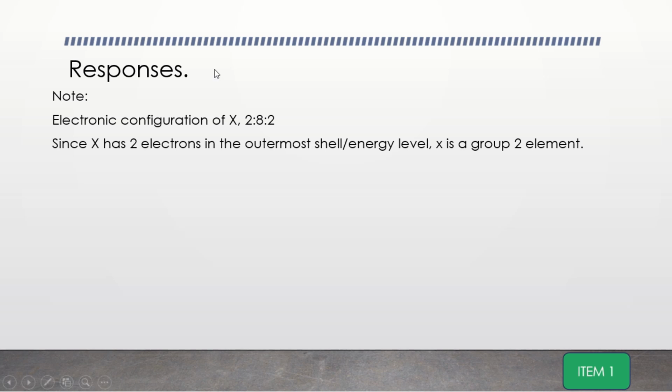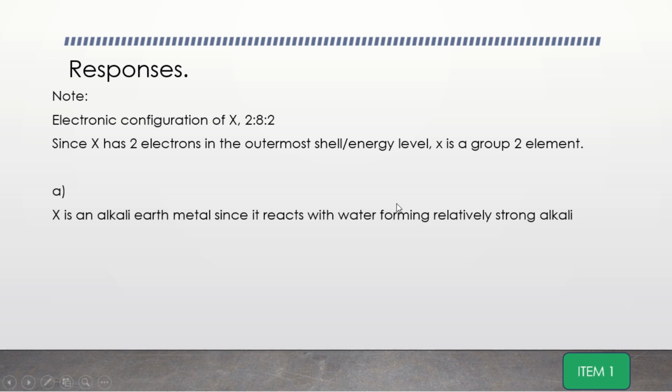Now we have said here that since X has 2 electrons in the outermost shell or energy level, X is a group 2 element. That is, in the periodic table, all group 2 elements have 2 electrons in the outermost shell. Now I come to giving the category. We have very many answers in which you can give the group of this, and also in your first 20 elements, you know them, 1 to 20. After looking at the 12 electrons, you can easily know which element X is.